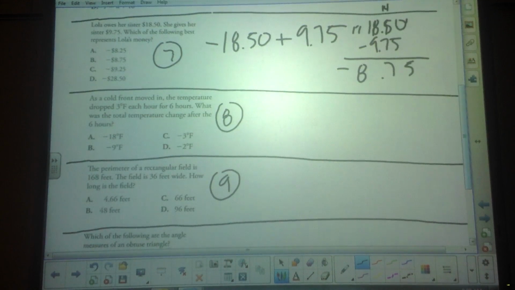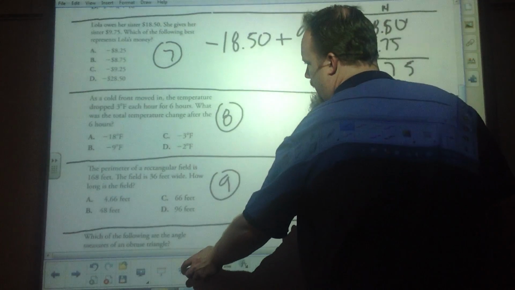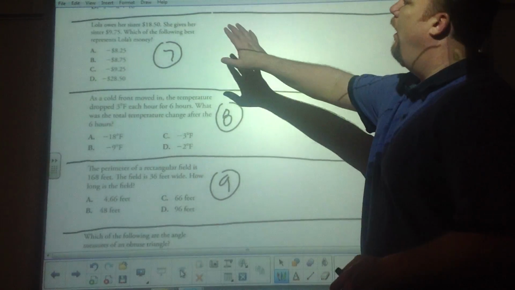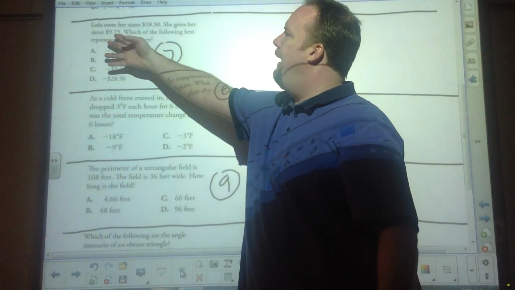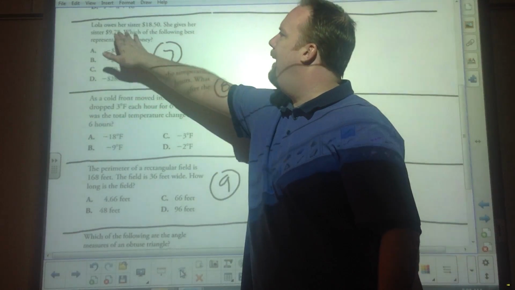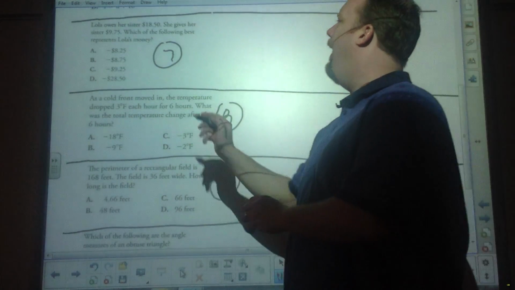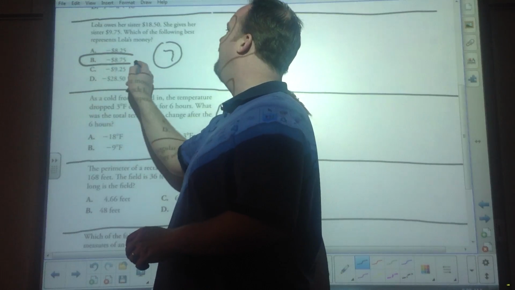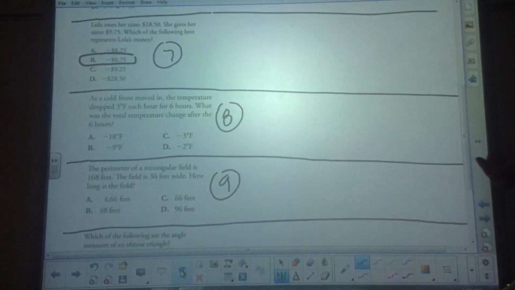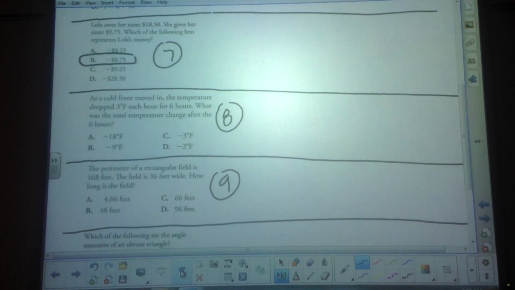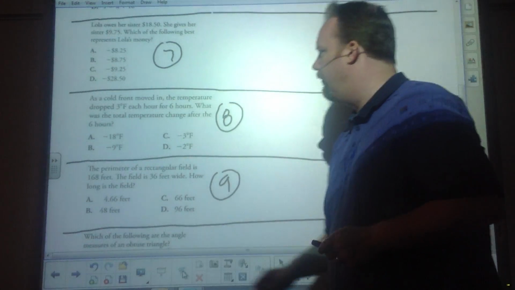Or you could simply think through this thing logically. Okay? You can say, look, Lola owes her sister this much and she pays her back this much. So I'm going to say $18.50 minus this, and now I owe her $8.75. Why is it negative? Because she still owes her that amount of money. Debt is almost always represented by negative numbers.